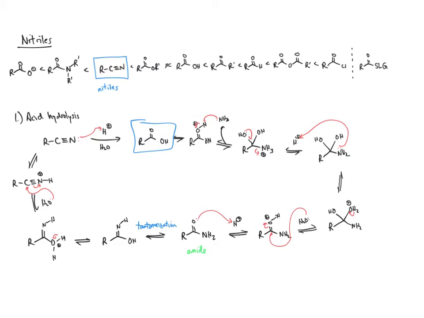Okay, so now that we have conditions for acidic hydrolysis, we want to talk about conditions for basic hydrolysis. So basic hydrolysis of nitriles occurs when you take a nitrile in the presence of, let's say, sodium hydroxide. And the intermediate we get this time is the primary amide. All right, so let's see how this differs from the acidic hydrolysis.